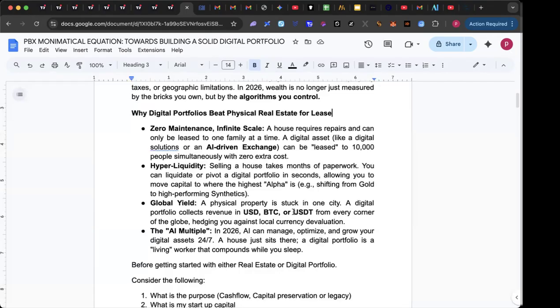Then the next is global yield, because these are a few characteristics of a digital portfolio. Global yield. A physical property is stuck. Now, let me use an example. I'm not talking about some marketers in real estate. I'm talking about real deals in real estate. Now, you see that things change. What are the things that are changing now? Go and check: why is it that banks do not give loans for real estate? They call it a non-liquid asset. Real estate is an illiquid asset. That's the truth. That's the reality about it.